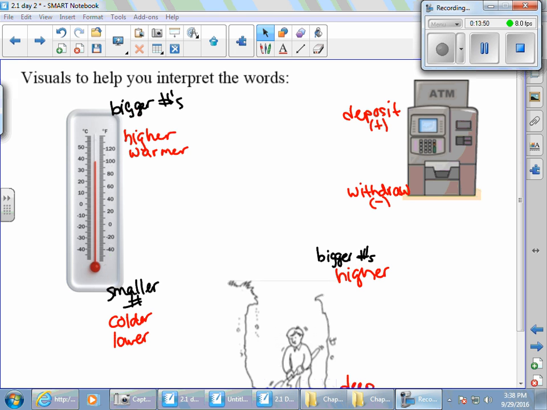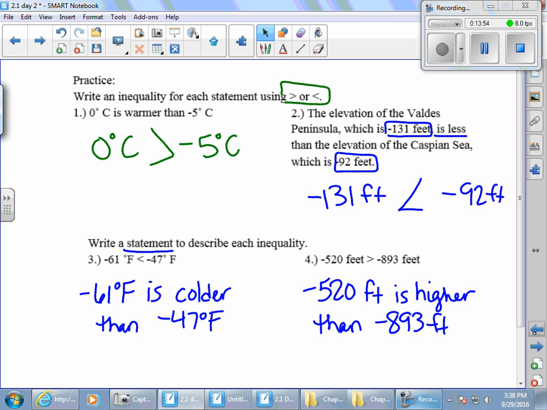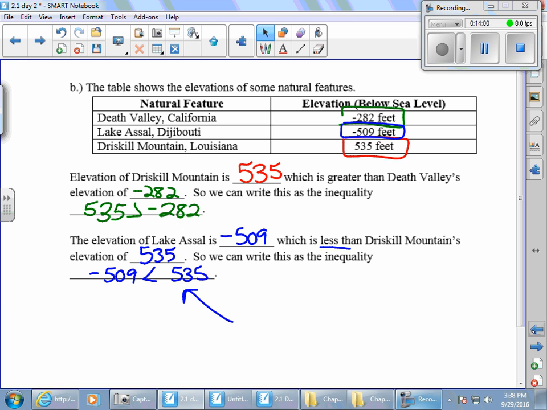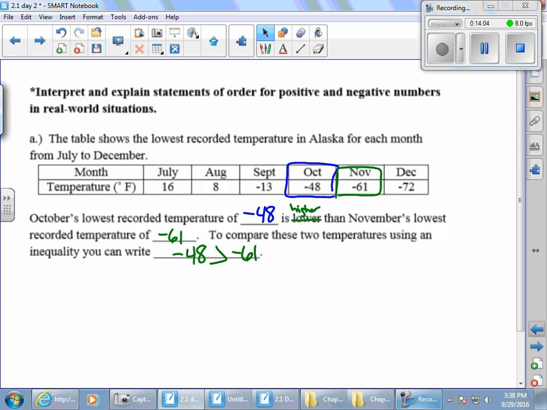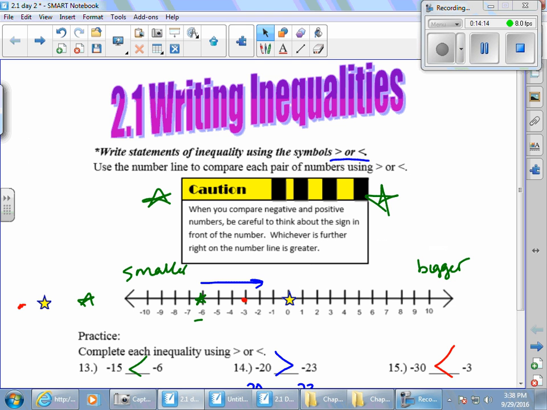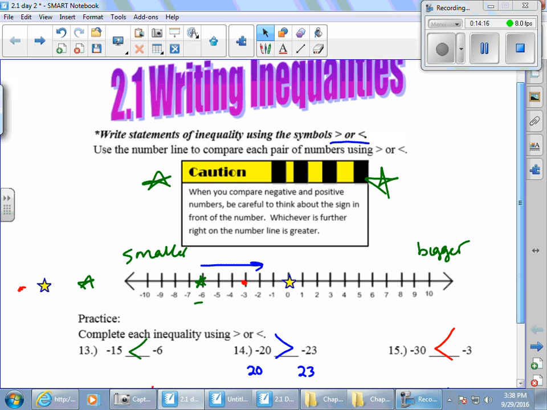Now that you have an understanding of these words and how you can use them, maybe go back and look at where you're seeing some of those. So warmer, colder. This is talking about greater than, less than. This is talking about higher and lower of temperature. So just be aware of those words and how they're used in the positive and negative, the language of numbers. That's lesson 2.1, day 2.